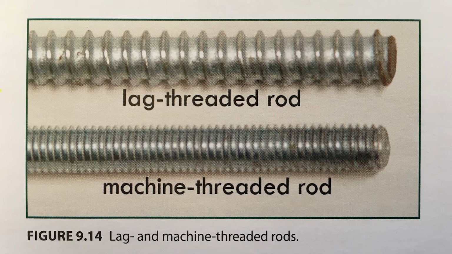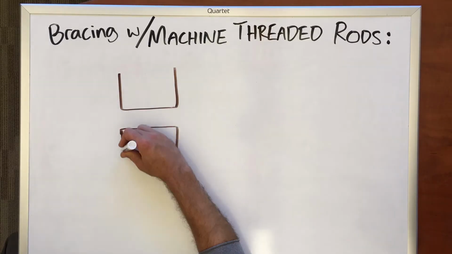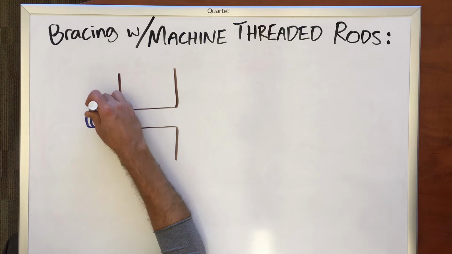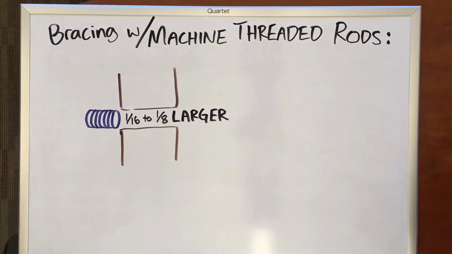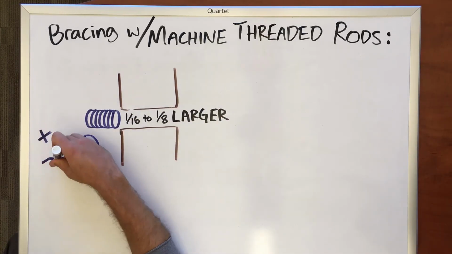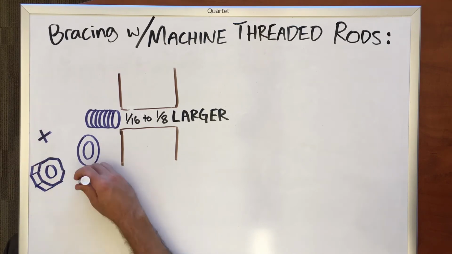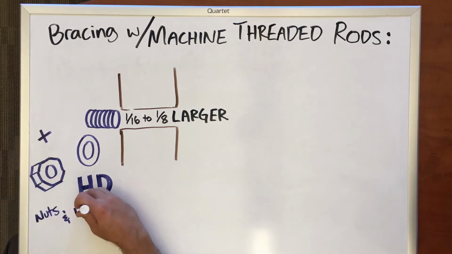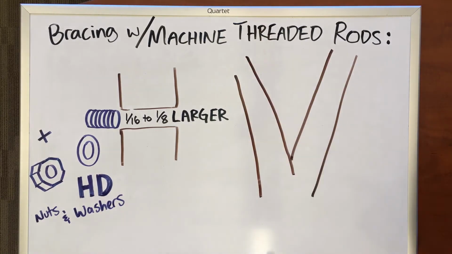As you may have guessed, lag-threaded rods can be screwed directly into a tree without the use of bolts or washers and require a hole that is 1/16 to 1/8 of an inch smaller than the threads. Though this is a simpler process, lag-threaded rods should be kept to smaller stems, 10 inches or less. Machine-threaded rods are the proper choice for large trees, weak-wooded trees, or decayed wood. These rods require a hole that is 1/16 to 1/8 of an inch larger than the threads and also require heavy-duty or heat-treated washers and nuts to secure them to the tree.